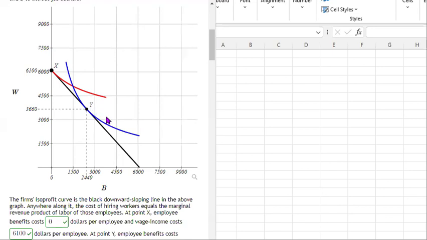Type Y employees are looking for companies that offer both wage income and benefits. Type X employees are only looking for jobs at companies that offer just wage income and no benefits.